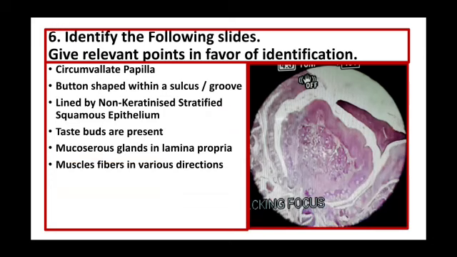So the given slide is that of tongue where the circumvallate papilla has been focused. So this papilla is button shaped. These are present within a sulcus or a groove. They are lined by non-keratinized stratified squamous epithelium as the other two papillae. But very important is it contains a large number of taste buds. So in the lamina propria, the seromucous glands will be present and muscles running in various directions.